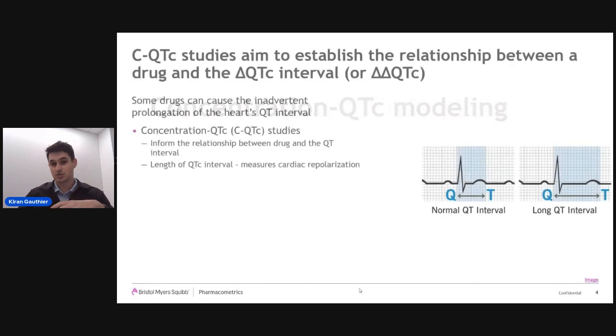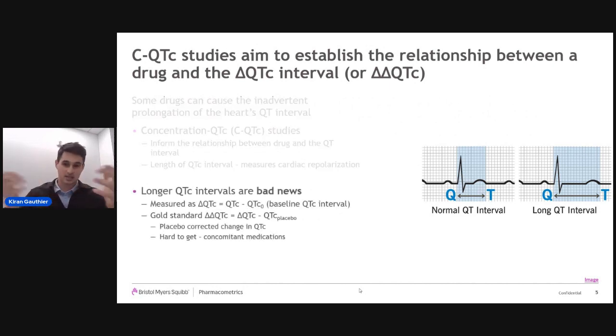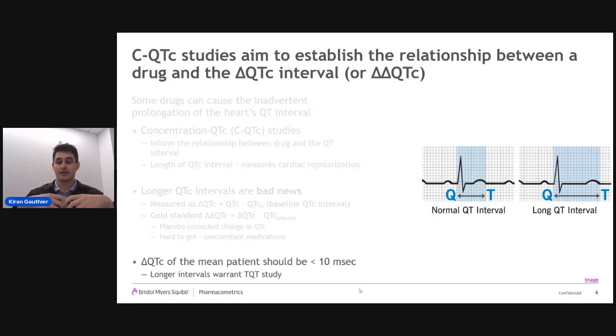So concentration QTc modeling, C-QTc. QT interval is this measure of cardiac repolarization, and suffice it to say that longer QT intervals are bad news. There's this kind of unintended effect that some drugs can have on prolonging the QTc interval. Gold standard is the delta-delta QTc. It's the change in QT relative to the baseline compared to placebo. Usually we're not afforded that chance because patients are on concomitant medications.